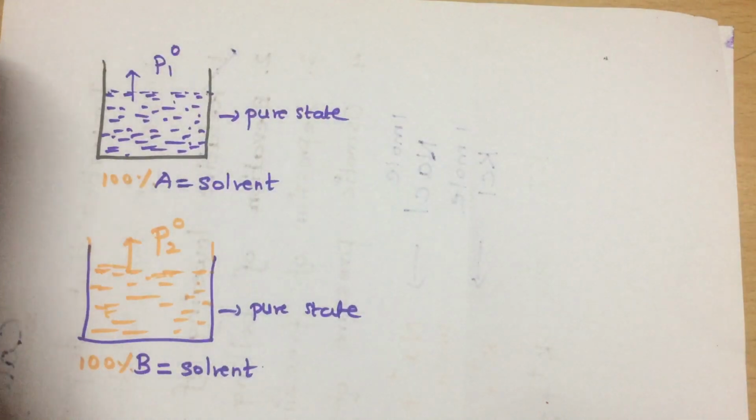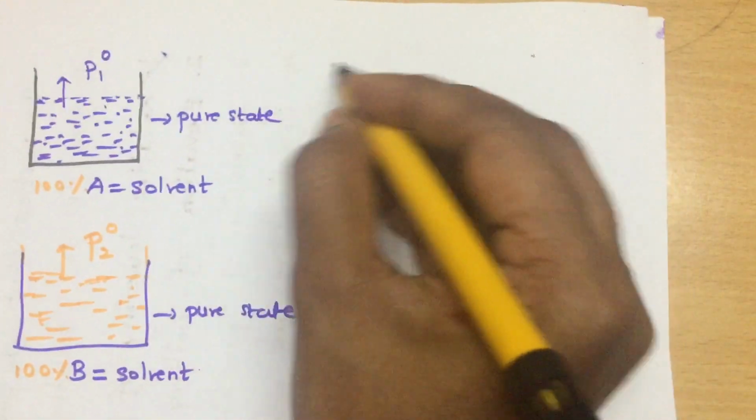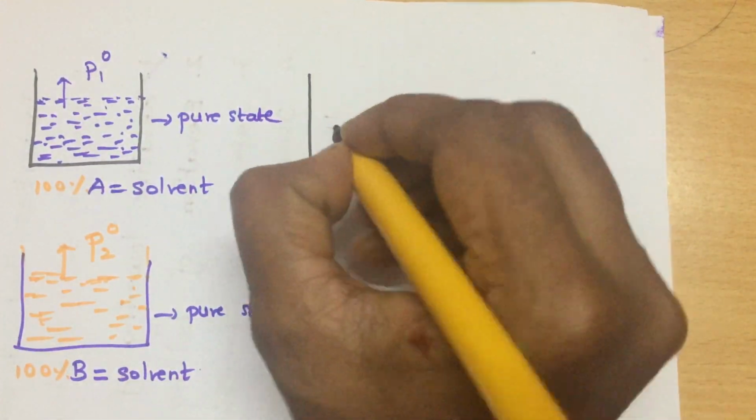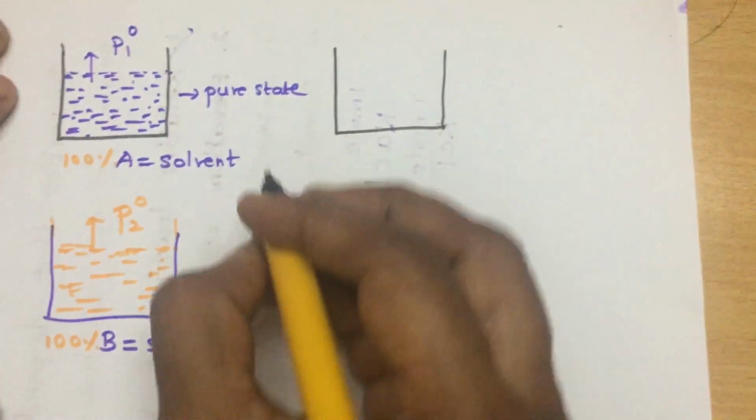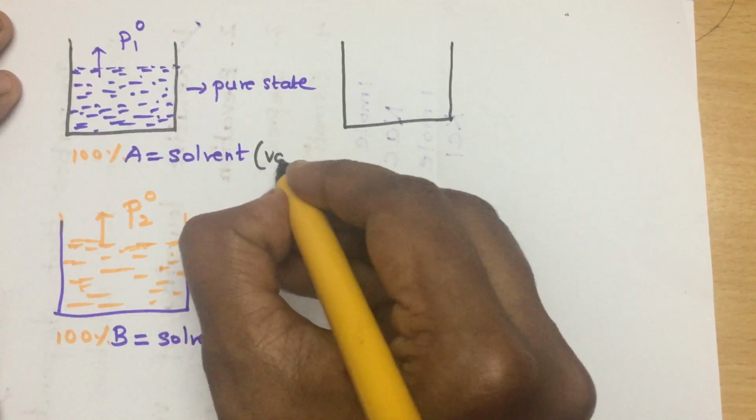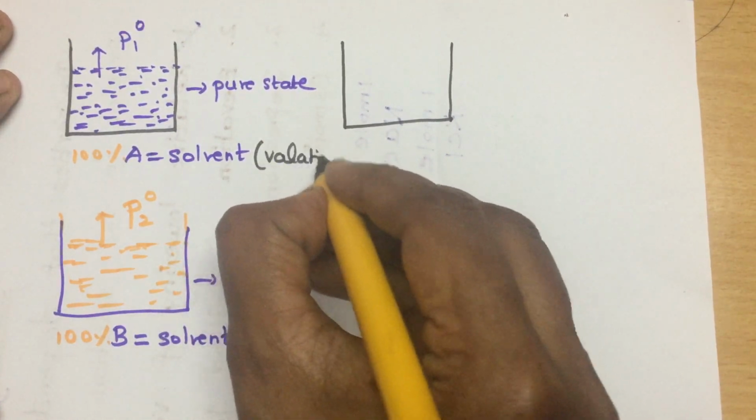Okay, so now what we are going to do is, in this case I am going to mix. So here one சொல்லிக்கிறேன். Here the solvent is volatile. Volatile na enna? Volatile.